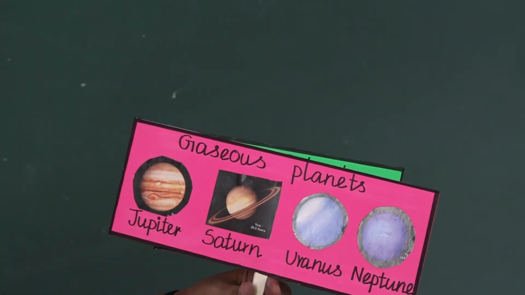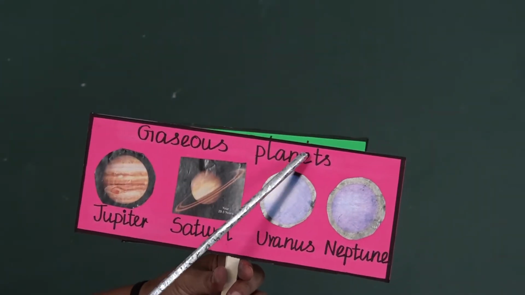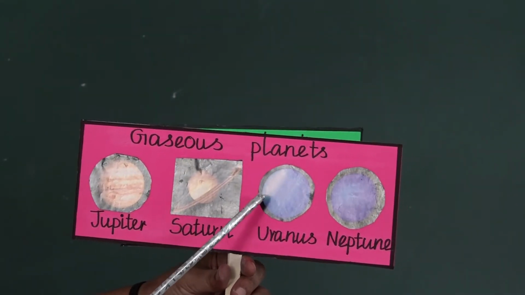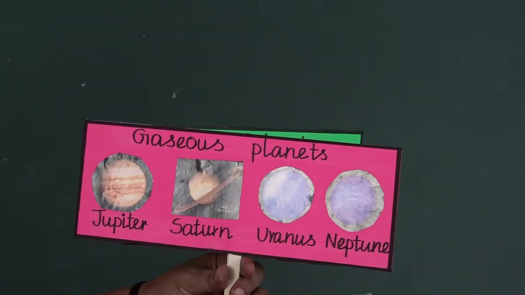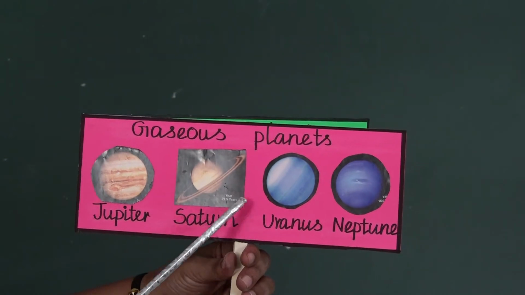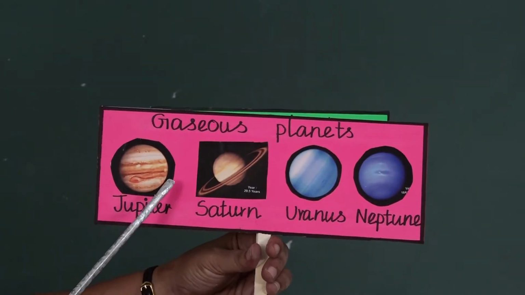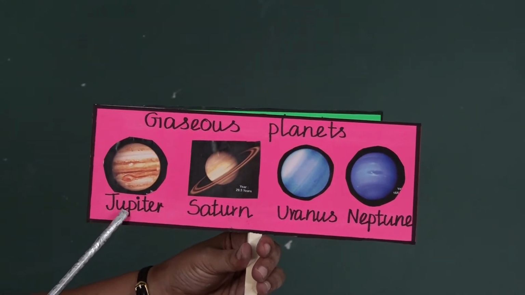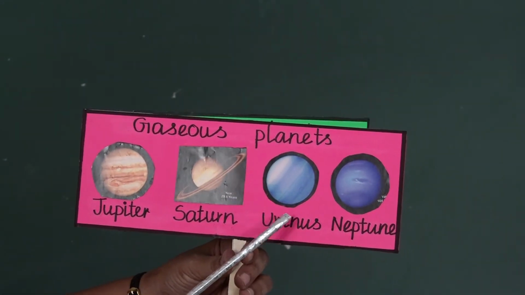The second one is about gaseous planets. The planets which are filled with gas like hydrogen and helium are called gaseous planets. We could not stand on the surface of these planets because they are not solid. The example of these: Jupiter, Saturn, Uranus and Neptune.